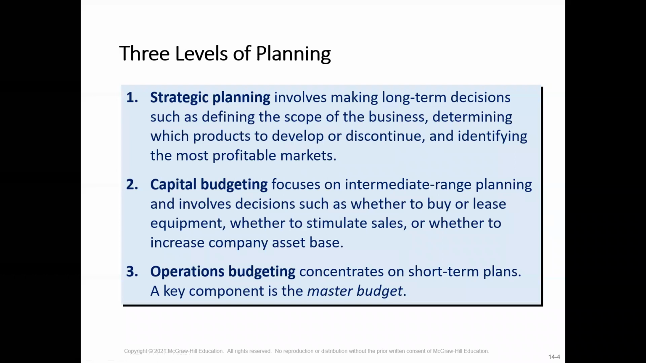So there are 3 levels of planning, as noted in the book, in the middle of 508. So you have strategic, capital, and operations budgeting. What each one involves: your strategic planning is looking more at the long term. You're actually developing strategy here.